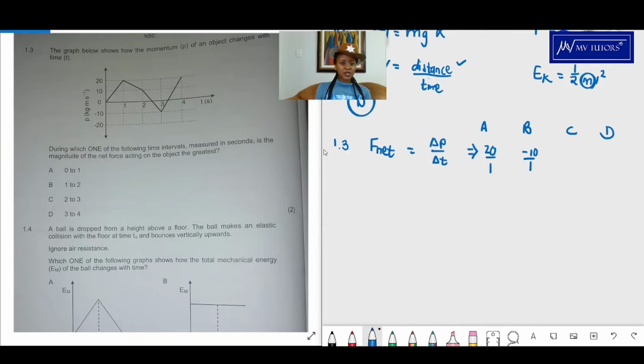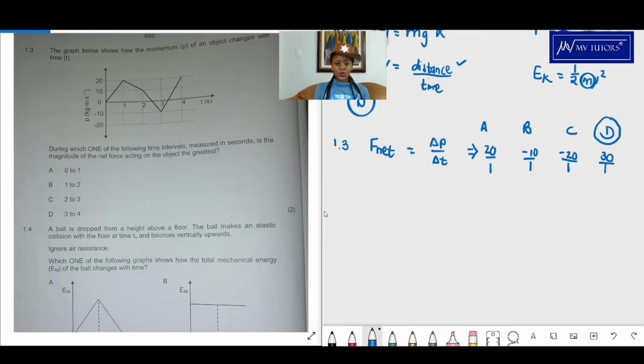If we look at C, which is 2 to 3 seconds, again the change in time is going to be 1, but we're going from 10 to minus 10. So you have minus 10 minus 10, that's minus 20, okay. And then lastly, from 3 to 4 seconds, again the change in time is just 1 second. And if you take your initial, which is minus 10, and final, which is 20, so 20 minus minus 10, that will be 20 plus 10, that's 30. So we can see here, they're saying, during which one of the following time intervals measured in seconds is the magnitude of the net force acting on the object the greatest? That would be D, okay, because you're going to get 30 for D, 30 newtons to be exact. So D is the winner in this case, okay.